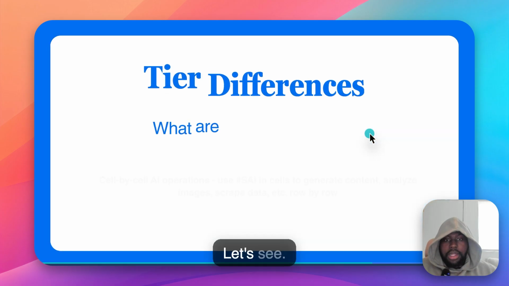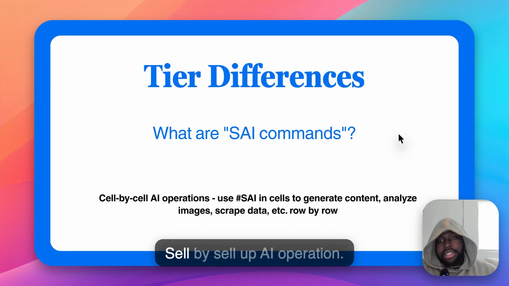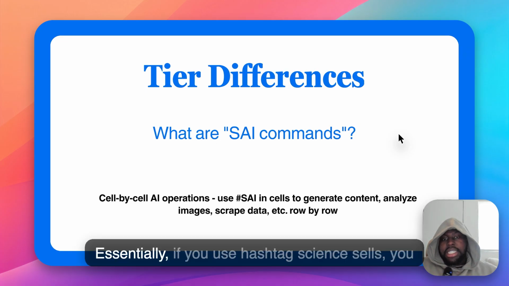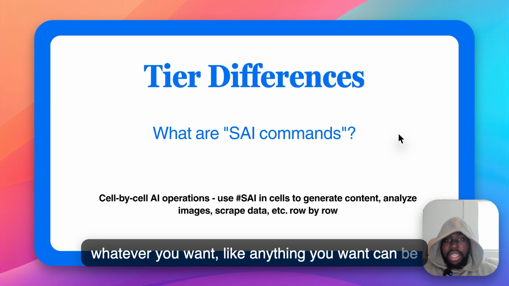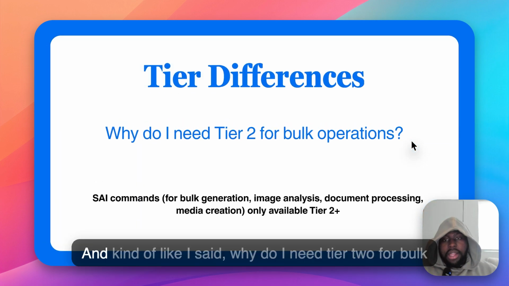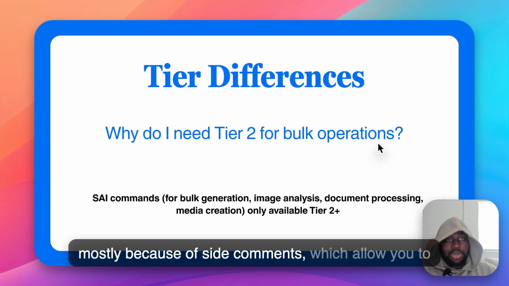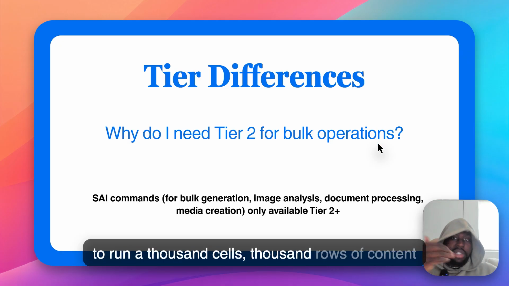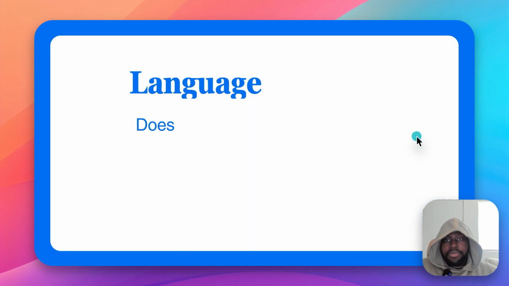Side commands, cell by cell operations. What are side commands? Cell by cell AI operation. Essentially, if you use hashtag sci in cells, you could generate content, analyze images, scrape data, whatever you want, anything you want can be done through that. And why do I need tier 2 for bulk operations? Same thing with side commands. It's mostly because of side commands, which allow you to run 1,000 cells, 1,000 rows of content generation, in minutes. So that's pretty nice.